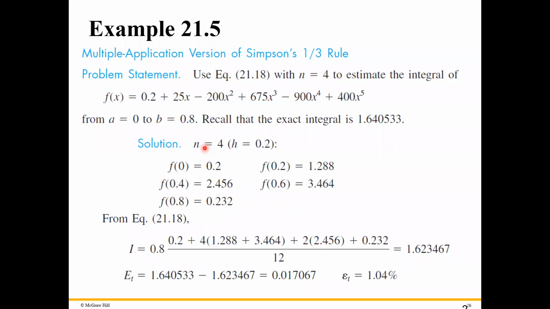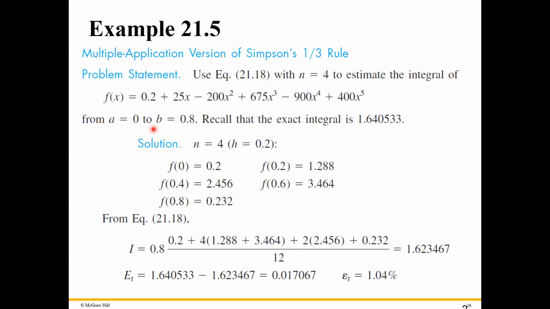If we want to divide from 0 to 0.8, we cannot take 3 segments. We can take 2 segments, which is of course just the original application of the Simpson's rule. But the minimum we can take for the multiple segment rule is 4 segments.